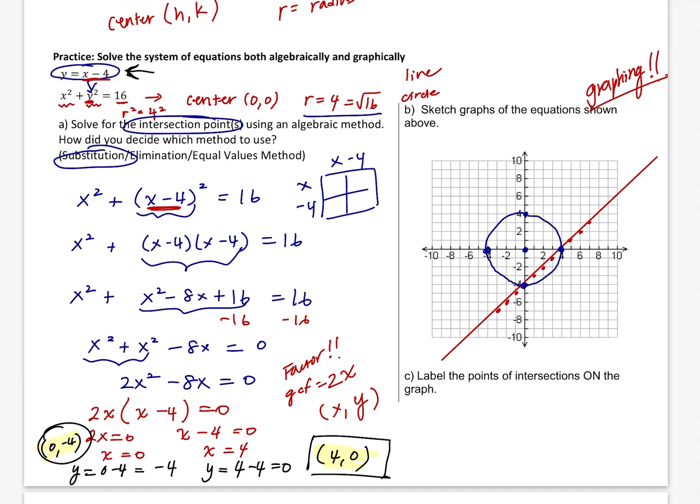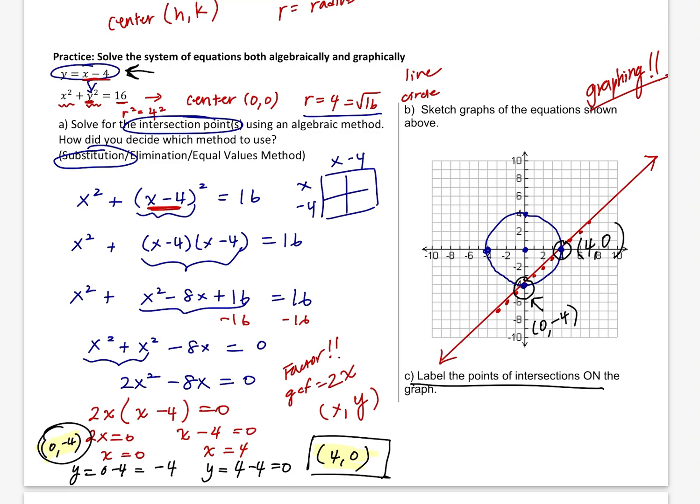And as you can see, it intersects here and here. This point's coordinate is 0, comma, negative 4. This point is 4, comma, 0. We label the points of intersection, and here it is. That's going to be it.